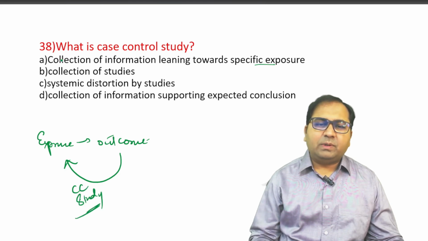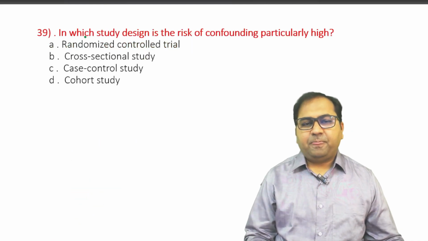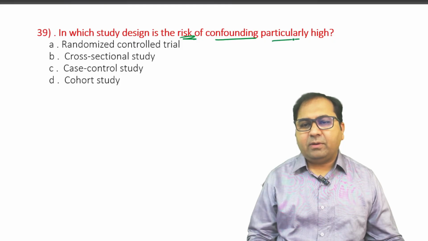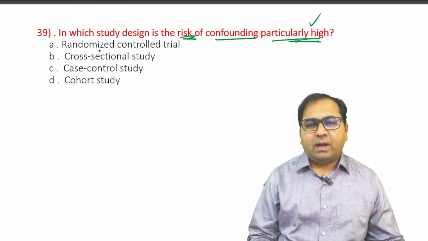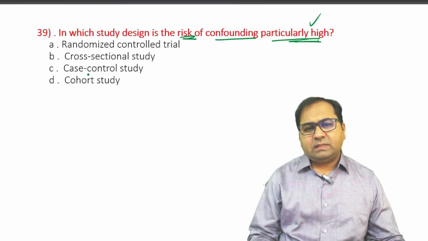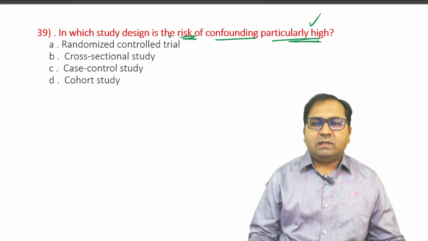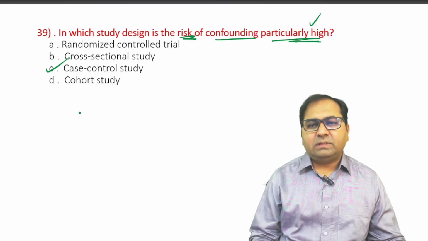Okay, please remember this point. So the answer for this question is option number A. Next question. In which study design is the risk of confounding particularly high? High confounding. Okay, the options are A. Randomized control trial, B. Cross-sectional study, C. Case control study, or D. Cohort study. So in which study design is the risk of confounding particularly high? The answer is C. Case control study.